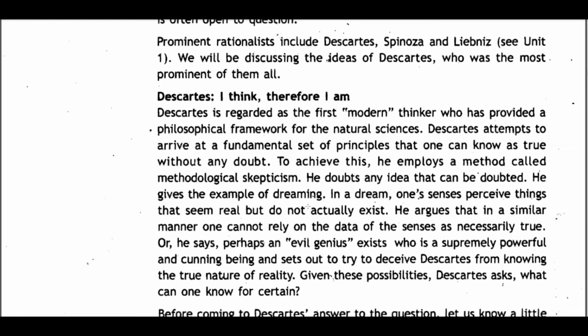He gives the example of dreaming. In a dream, one perceives things that seem real but do not actually exist. He argues that in a similar manner, one cannot rely on the data of the senses as necessarily true. Or he says that perhaps an evil genius exists, a supremely powerful and cunning being, who sets out to deceive Descartes from knowing the true nature of reality. Given these possibilities, Descartes asks, what can one know for certain?